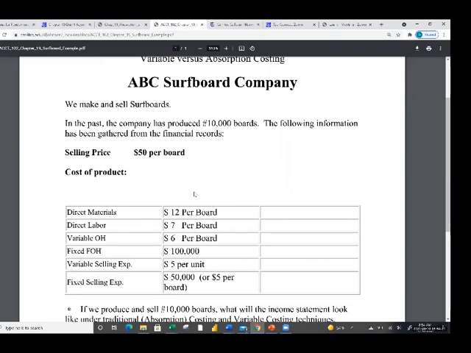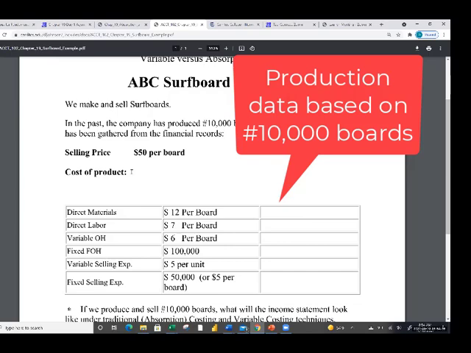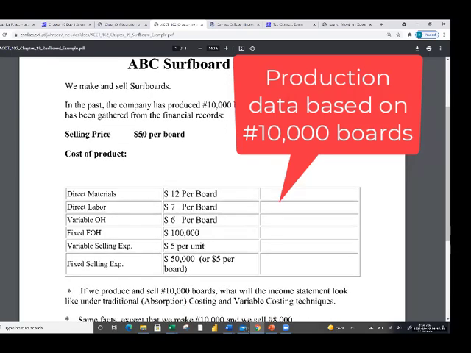Okay, but I don't know anything about surfboards, so these costs are low. It wasn't meant to be a realistic example. It was meant to be a theoretical example. So here we go. In the past, the company's made 10,000 surfboards. The following information's been gathered by the financial records. I know surfboards sell for a lot more, but again, we're just using an example here.